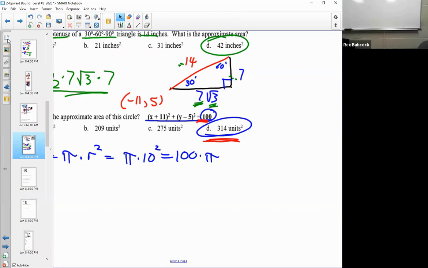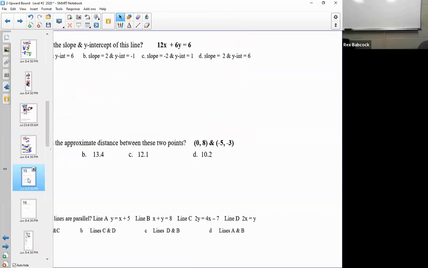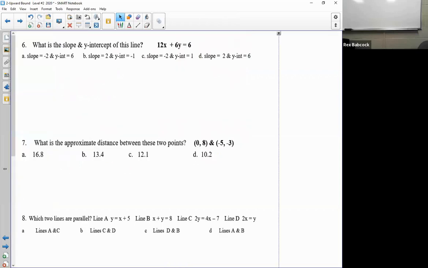Number 6. What is the slope-intercept form of this line? How would you do it? What would be the first thing you do? Answer that in your head right now. If I want to take this to the slope-intercept form of the line, what's the first thing I would do? Got your answer? I'd subtract the 12x. So I'd say 6y equals negative 12x plus 6.